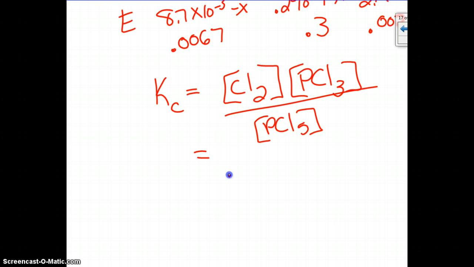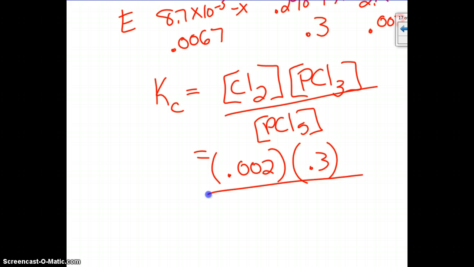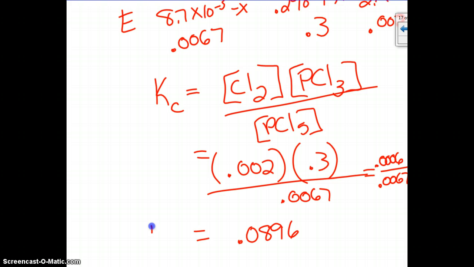So we get 0.002, and then 0.3, and on the bottom we have 0.0067. The top is equal to 0.0006. The bottom is 0.0067, and that equals a Kc of this.